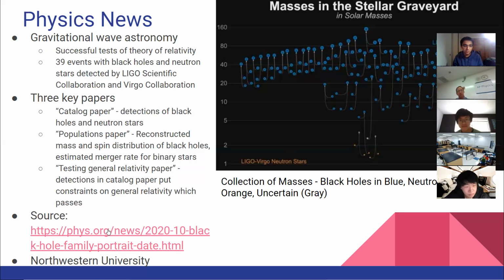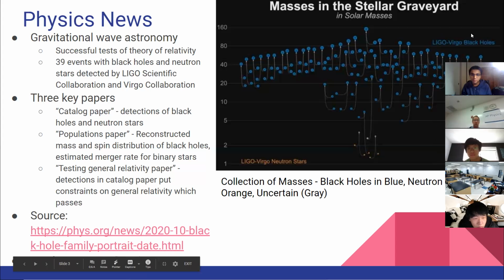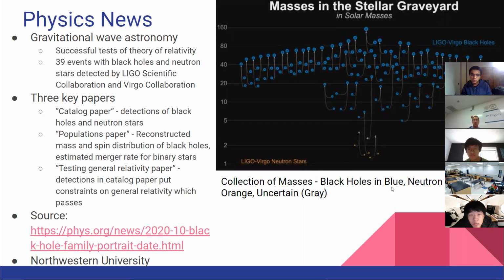And so the source of all this is from this link right here, which was produced by Northwestern University, this article. So you can see this visual on the right. I know it's a bit hard to see, but the blue is all the black holes. There's a lot of those. Towards the bottom, there's an orange. And between those, there's like three gray dots. I don't know if you can see those, but that's the uncertainty. The orange ones are the neutron stars and the blue ones are the black holes.